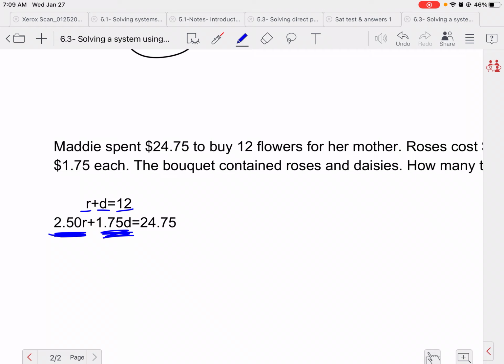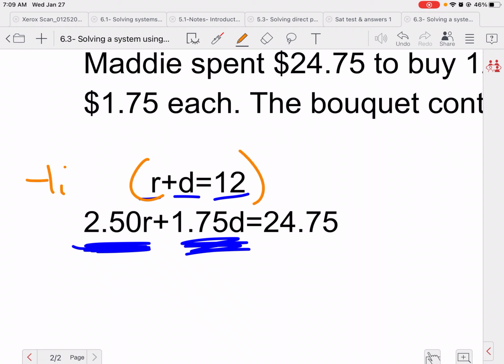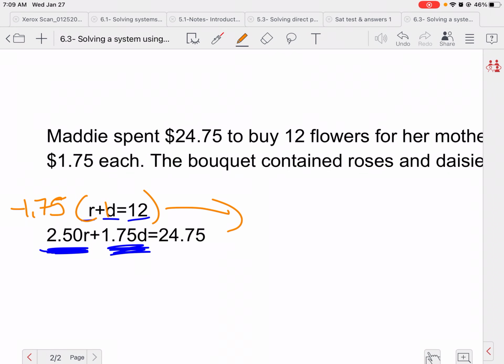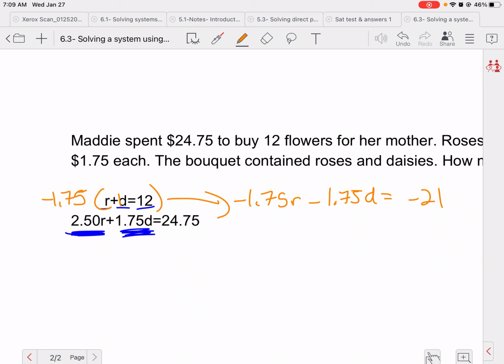Okay, so if we want to do elimination here, I would say let's cancel D just because we haven't canceled the second variable. So I need to multiply this top by -1.75. Again, since there's just a 1 in front, it's a little bit easier to deal with. So I'm going to have -1.75r minus 1.75d equals 12 times -1.75, which would be -21. And then we just bring our second equation over just so they're stacked. Okay, again, remembering that all the variables need to be stacked together, and the equals need to be stacked together, and the constants need to be stacked together.